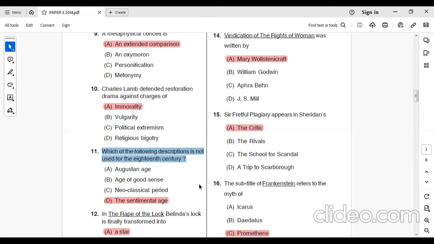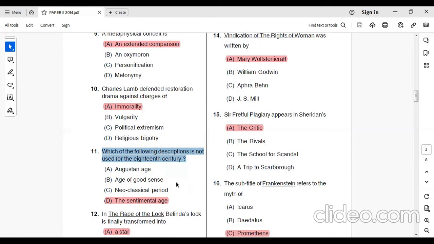So what is the Augustan age here? The period of English literature in the 18th century when writers like Swift and Alexander Pope were very much active. And the name has come from the Roman Emperor Augustus, who ruled when Virgil, Horace, and Ovid were writing. And it suggests a classical period of literature. So let's move to the next question, number 12.